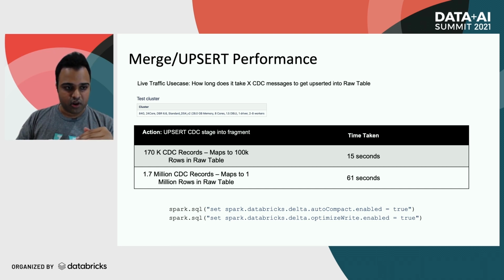The second one was 1.7 million CDC records, changed records, which maps to 1 million rows that we need to upsert. That just took over a minute. This is fantastic with respect to scalability, even for the upsert, to get into the raw table. And this is post the staging table, so we have already grouped a good amount of data. This helps us scale to a good amount of throughput coming from various sources.